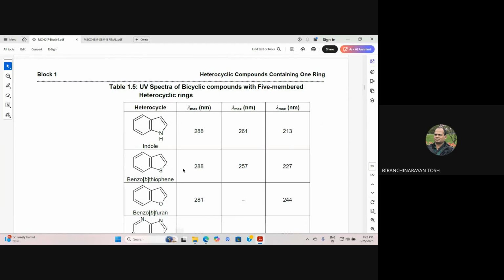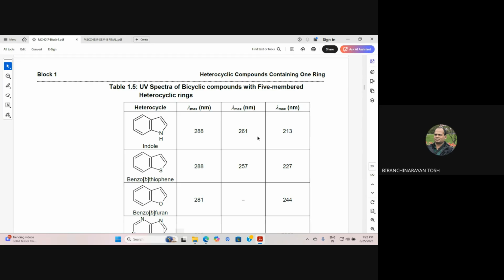Then the UV spectra of bicyclic compounds with 5-membered heterocyclic rings: indole, benzothiophene, benzofuran, and purine. In all the cases, these are 5-membered heterocyclics. You can see the lambda max in nanometers. You have 3 lambda max values, so you will get 3 peaks: one at 288, one at 261, and one at 213.